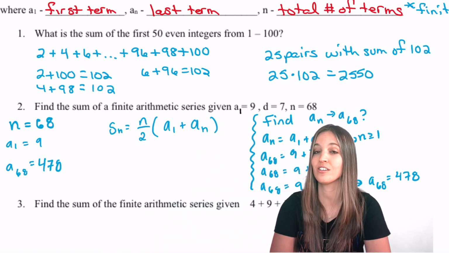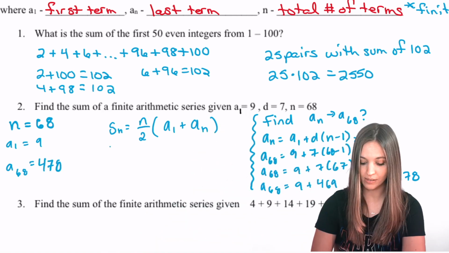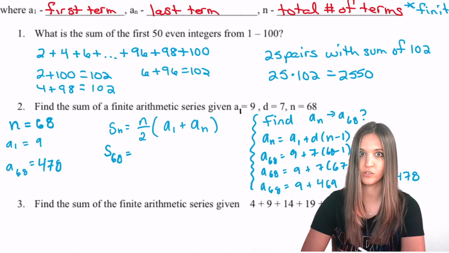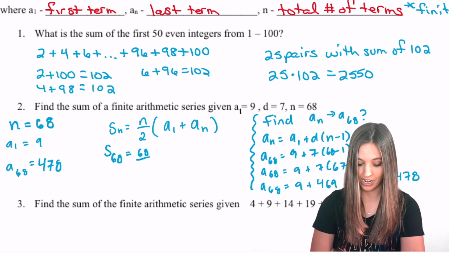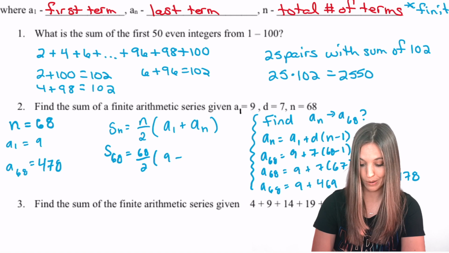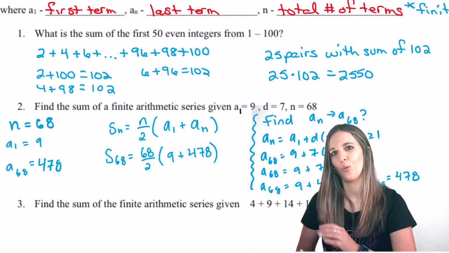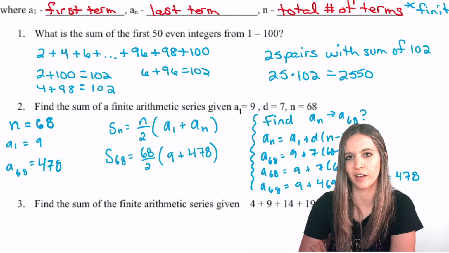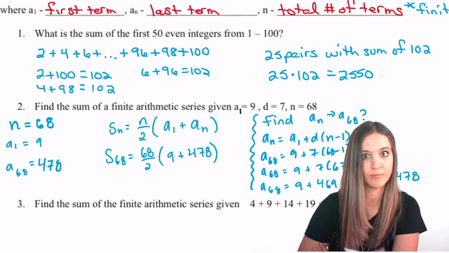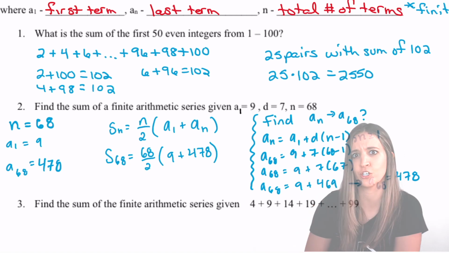Now I can plug it into the sum formula. S sub 68, the sum of those 68 terms, is 68 divided by 2 times 9 plus 478. So S sub 68 is, pull out your calculator, be sure to show your steps.